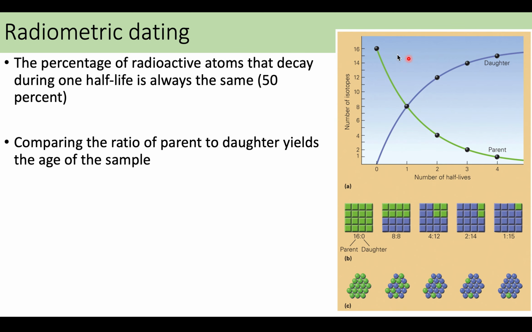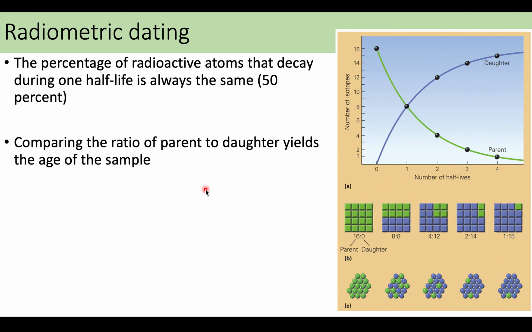So here we see the same graph again. So the percentage of radioactive atoms that decay during 1 half-life is always the same. It's always 50%. So it's always cut in half. And then here now we have 8, so it's cut in half again to 4. Another half-life, we have 4, we cut it in half to 2.